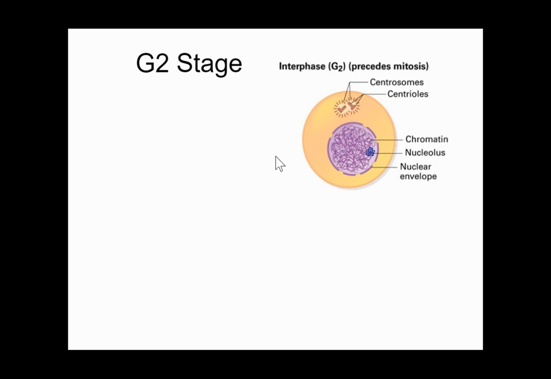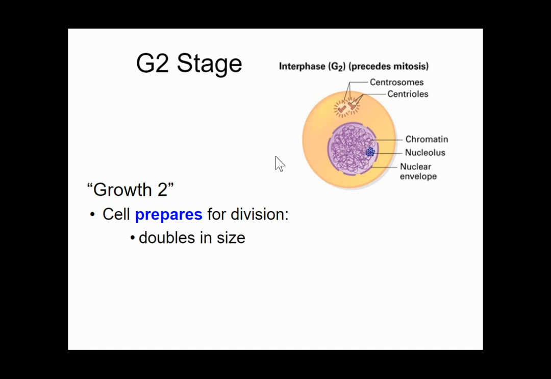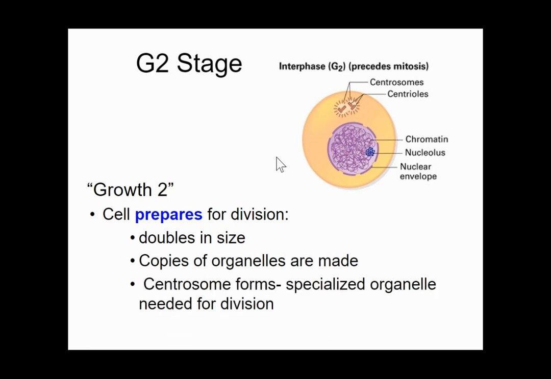All right, following S, we have G2. This is our second growth phase. This is when the cell is going to prepare for division. So it's going to get ready to divide. It's going to double in size. It's going to copy all of its organelles. And a special structure called a centromere is going to form. And this is something that is needed for cell division to happen. And it's the only time it's in the cell is during cell division.